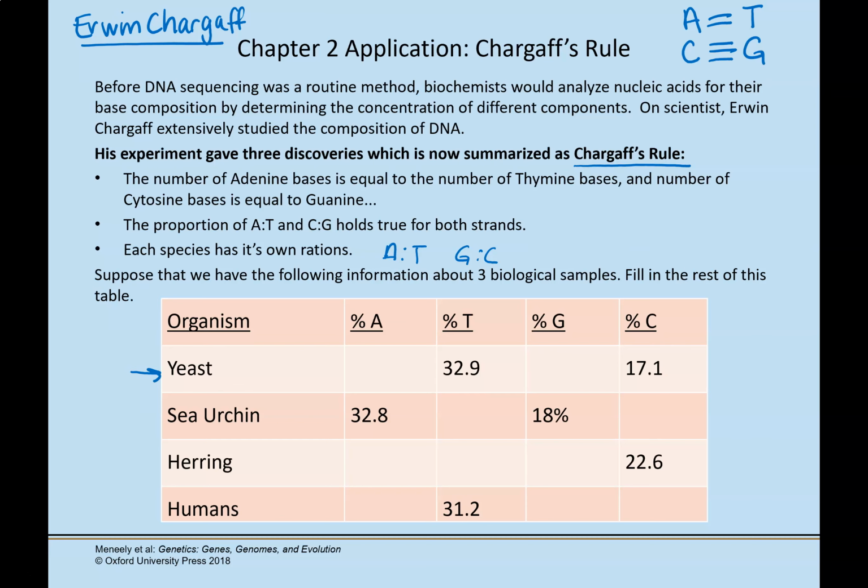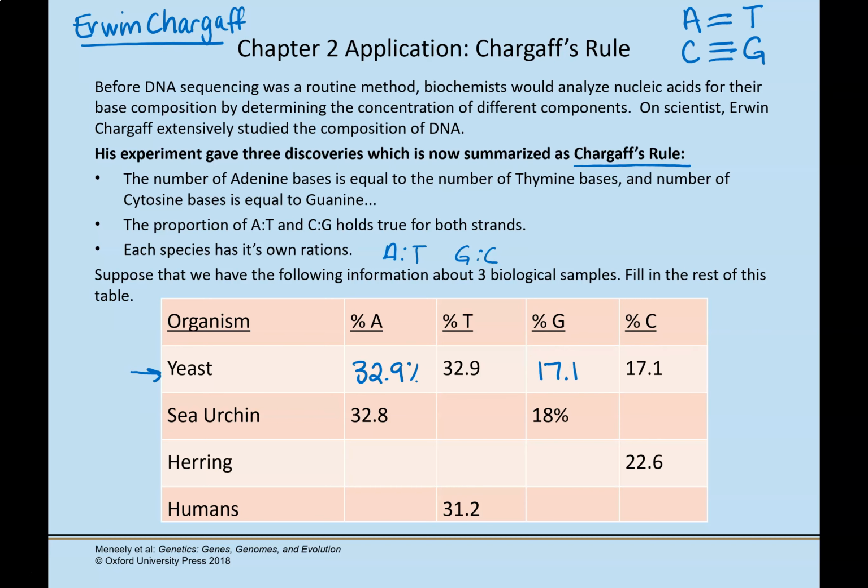So let's look at yeast first. If 32.9% of the bases in a DNA molecule is thymine, then 32.9% should also be adenine. Now, the remaining 40-ish% or so is going to be made up of guanine and cytosine. So if 17% of the genome is cytosine, then 17% of the genome is going to be guanine.